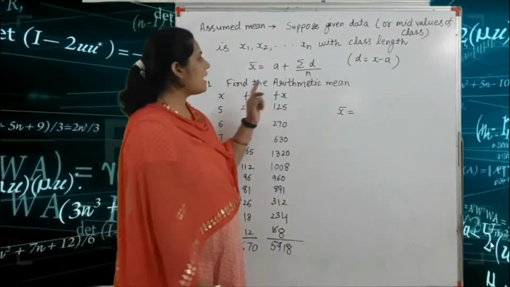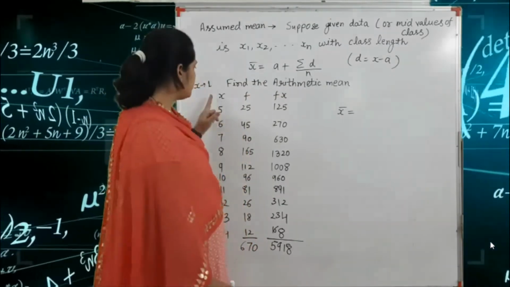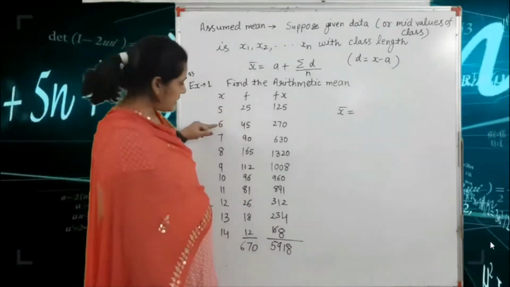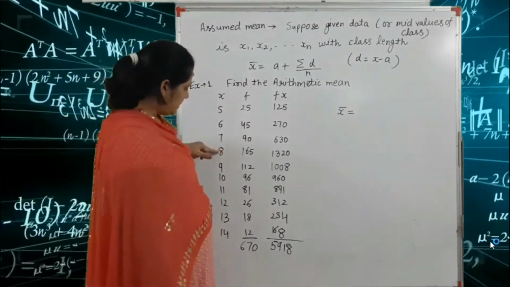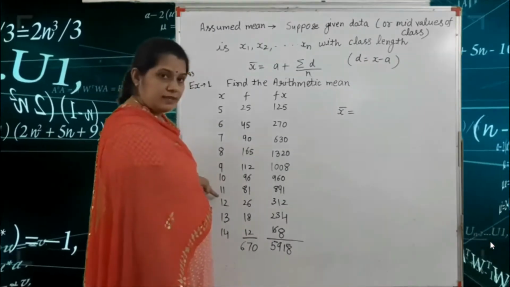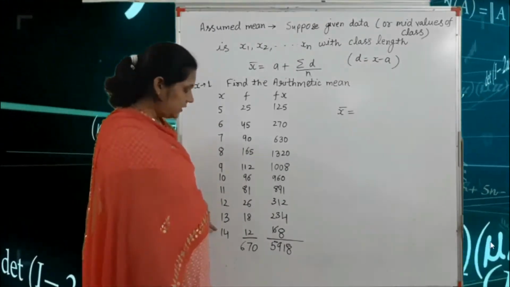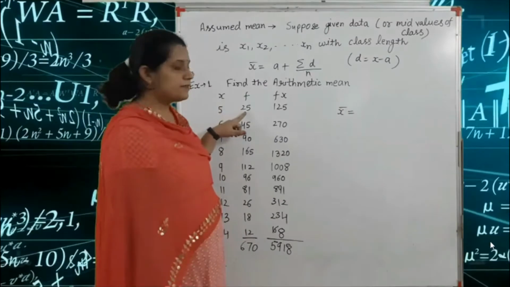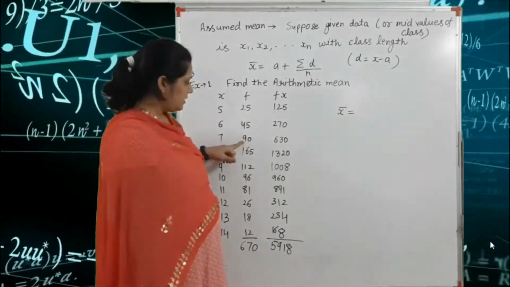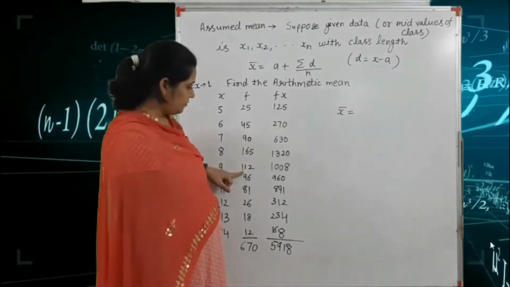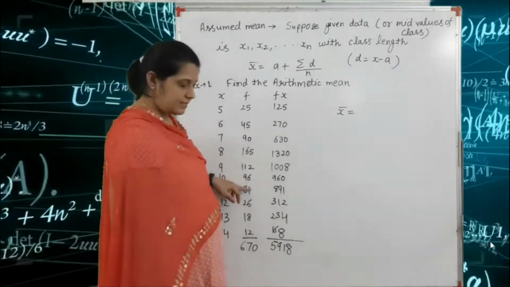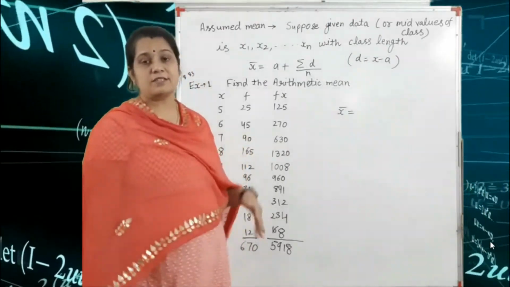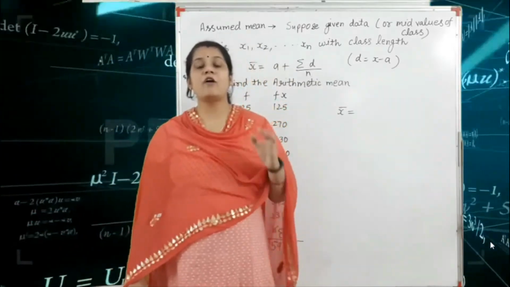Example is find the arithmetic mean. So here we are given the value of x. The value of x is 5, 6, 7, 8, 9, 10, 11, 12, 13 and 14. And the corresponding value of f is 25, 45, 90, 165, 112, 96, 81, 26, 18 and 12. So in this question, we are given the value of x and f both.